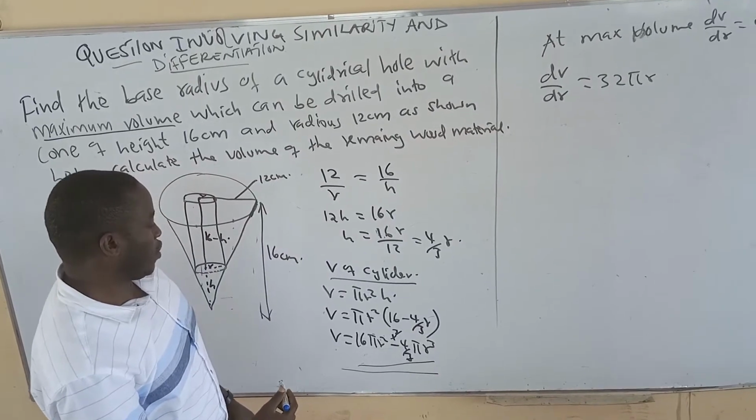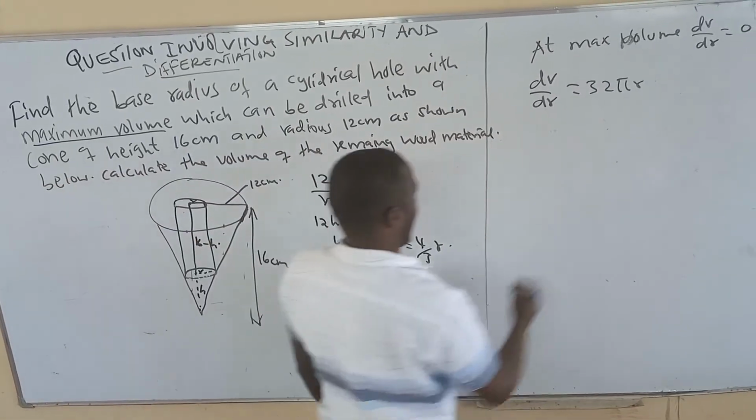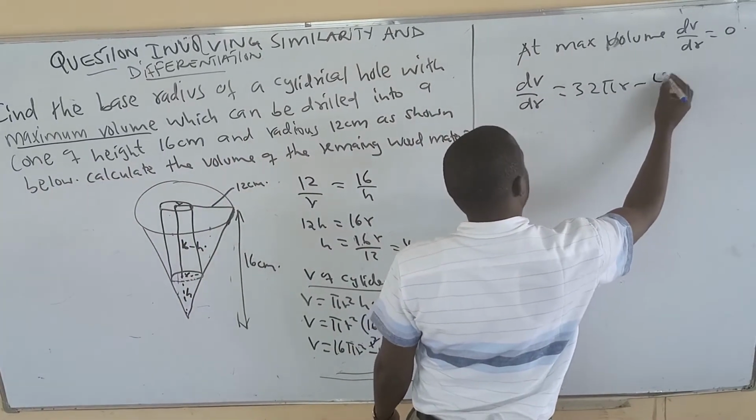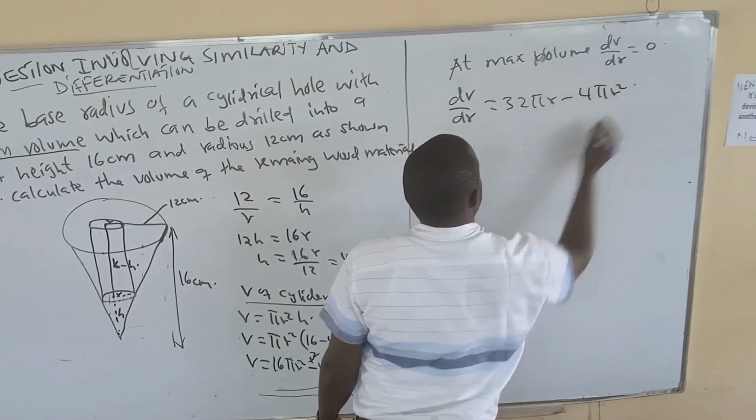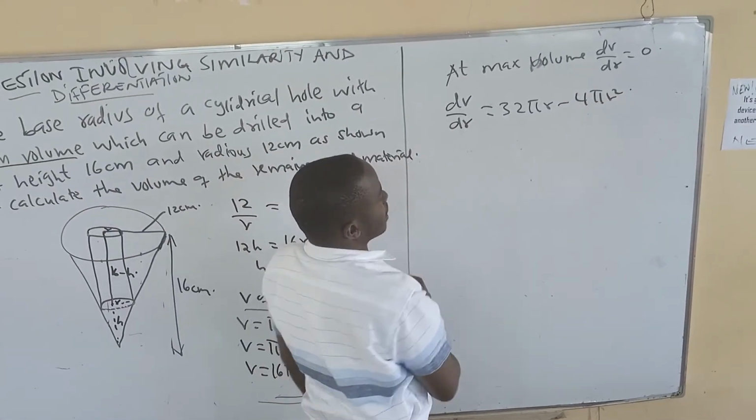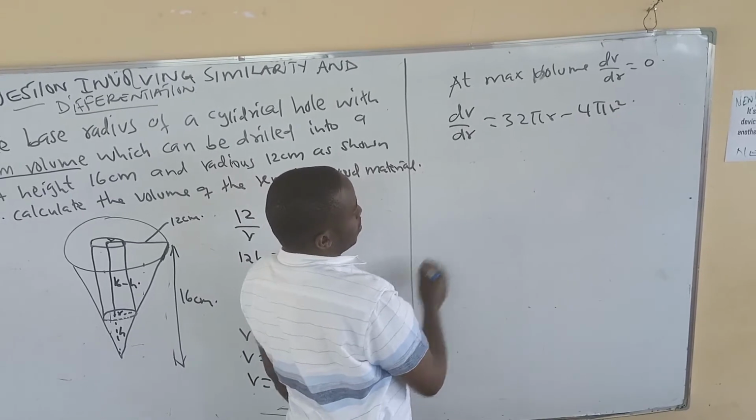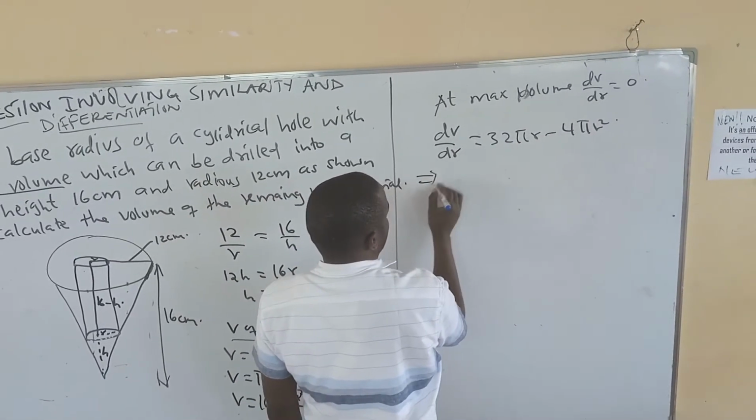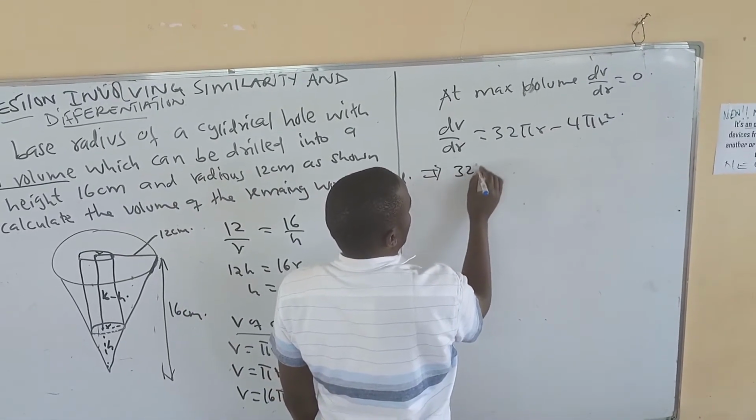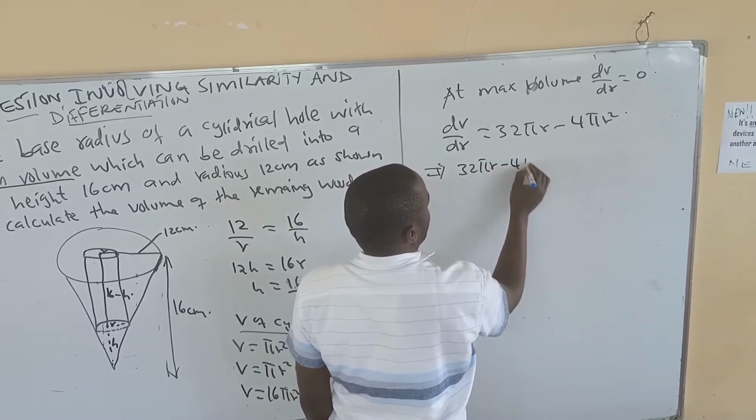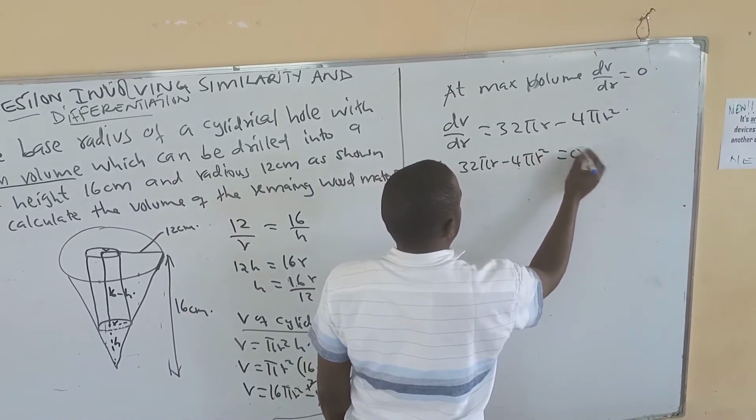The power of r will reduce by 1, so it becomes 4 pi r squared. So this minus 4 pi r squared. And we know this one is at maximum volume, so it will be equal to 0. It implies that 32 pi r minus 4 pi r squared equals 0.